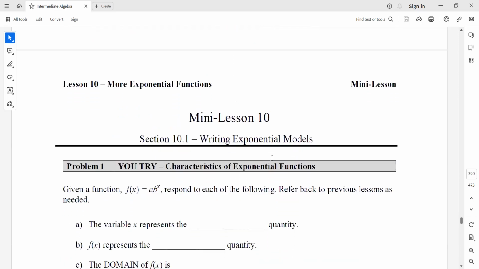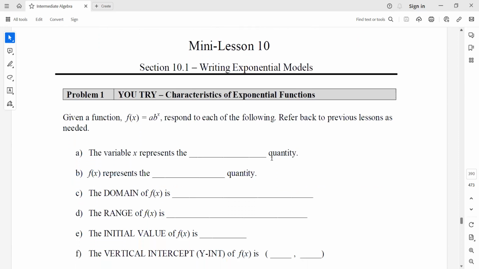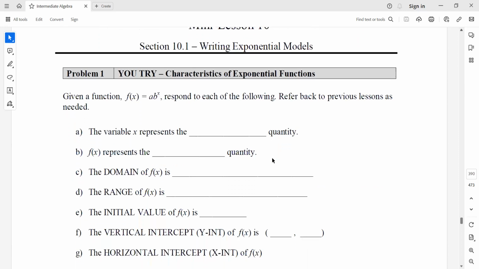Now, let's start with 10.1. We want to go back to characteristics of exponential functions, which we did look at in lesson 9. So let's begin with problem 1. We do know that an exponential function has the form a b to the power x. Now, we have to respond to these questions.